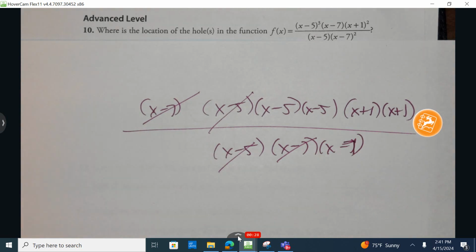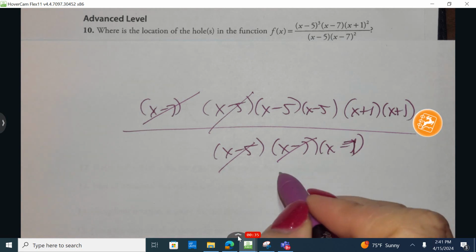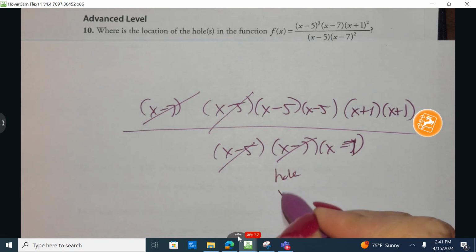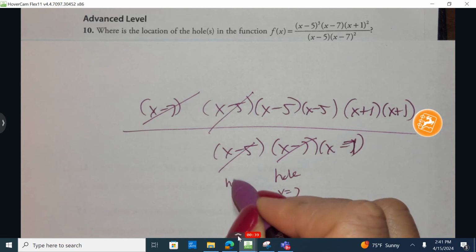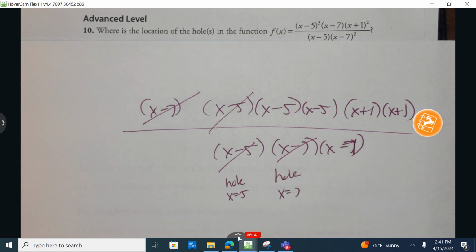And so for this reason, I've been able to simplify. I use the word cancel, but really, remember, they simplify to 1 mathematically. That means there is a hole at x equals 7, and there is a hole at x equals 5.